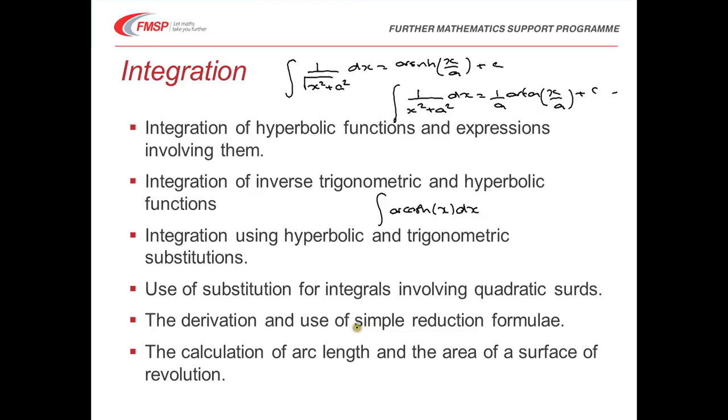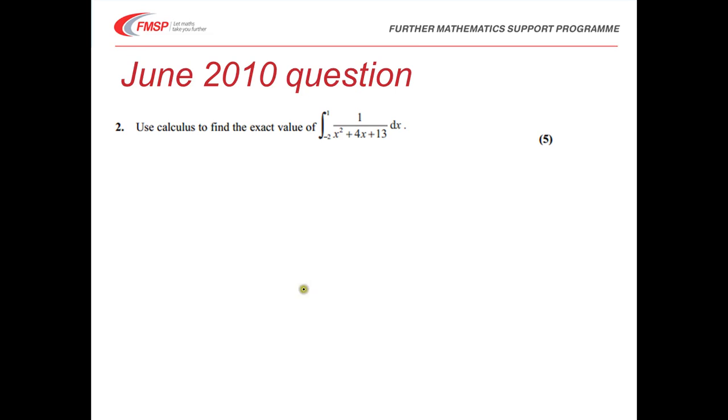Then simple reduction formulae. This is usually when you have a series of integrals which form a sequence, and you can express terms in that sequence in terms of other terms and use that to get some integration results. And then there are some standard results about arc length and the area of a surface of revolution, and we'll look at a question like that as well in this recording. So here's our first question.